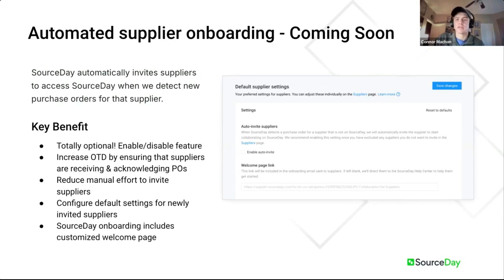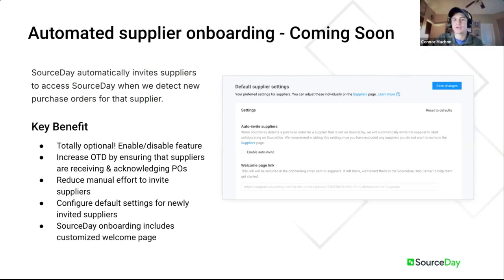So what we're going to be releasing is a new feature that is totally optional, and you as a customer can toggle on or off and have full configuration over. It allows you to automatically bring suppliers onto the platform, so automatically invite them to SourceDay when they have a new purchase order cut to them. Anytime we see a new PO for a supplier that is not on SourceDay, we would allow you to automatically invite them to the SourceDay platform.